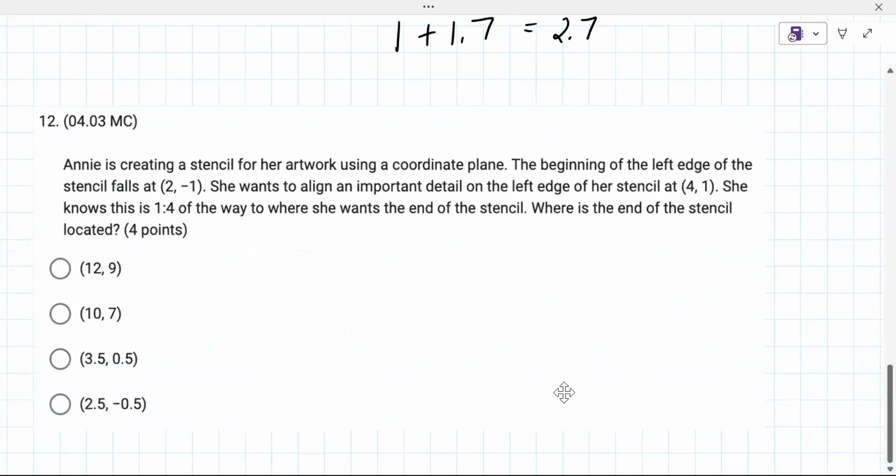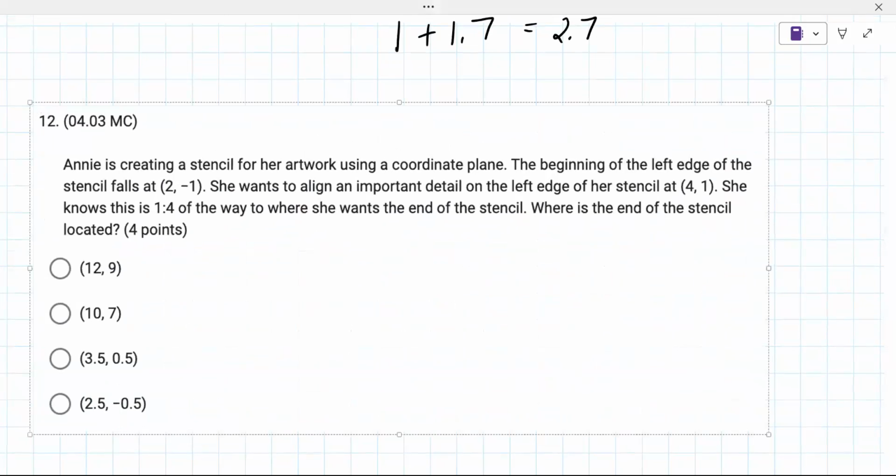We got number 12 in front of us. Yep, number 12. So Annie is creating a stencil for her artwork using a coordinate plane. The beginning of the left edge of the stencil falls at 2, -1. She wants to align the other end of the stencil at 4, 1. She knows this is 1:4 of the way where she wants to end the stencil. Okay.